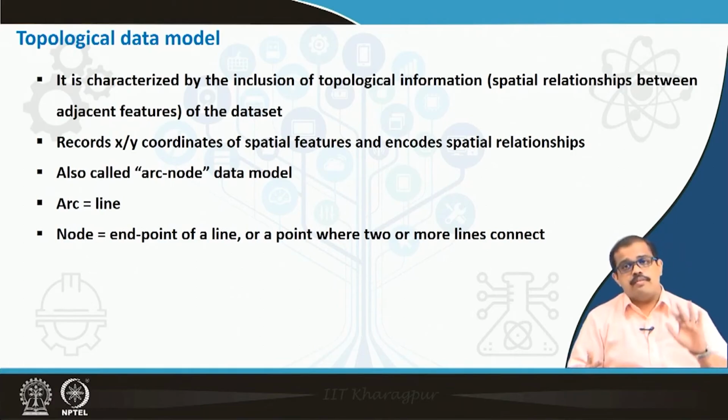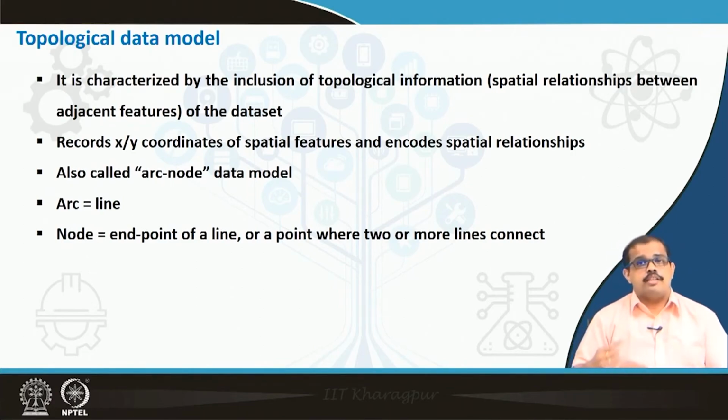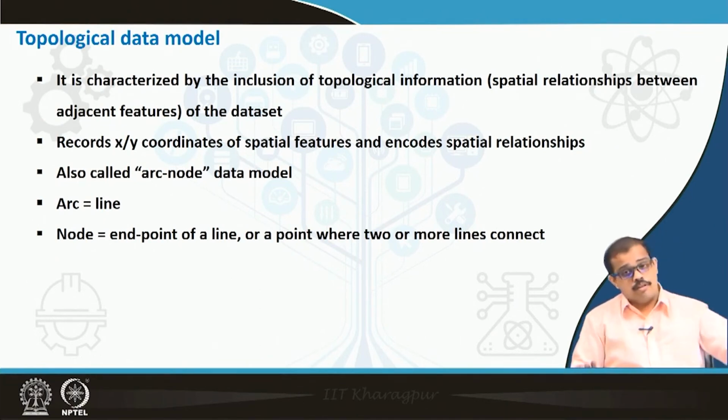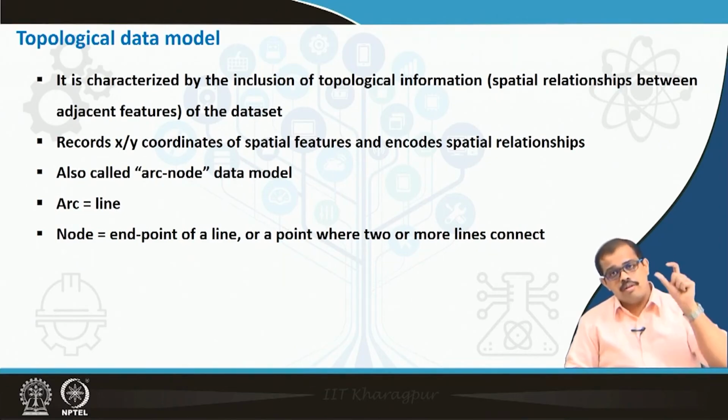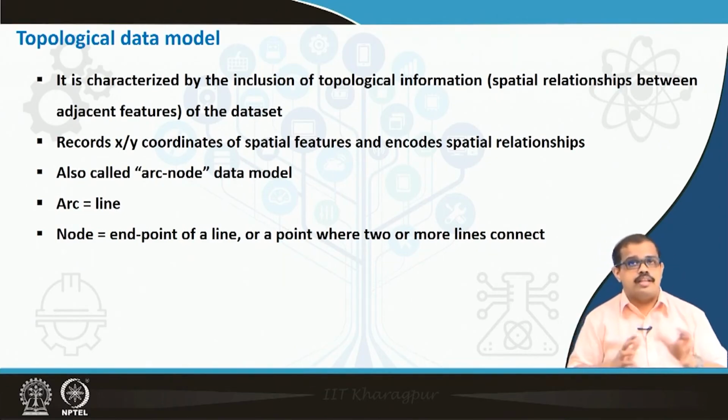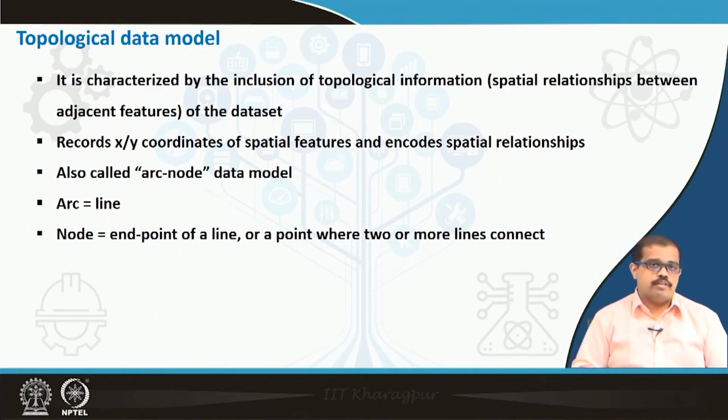But when we look at the topological model, it is characterized by the inclusion of topological information. Whatever is a disadvantage there is an advantage here. The spatial relationship between adjacent features in a data set always exists, whereas in the spaghetti model you always have to compute the relationships between them. Here you know what relationship exists all throughout the way you are storing.